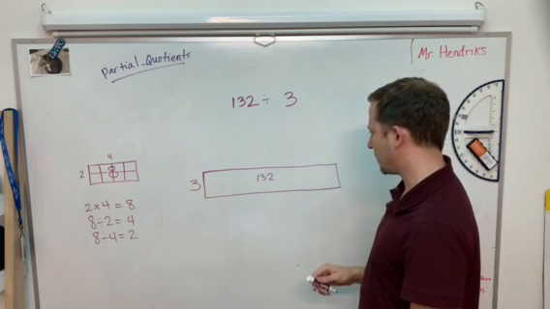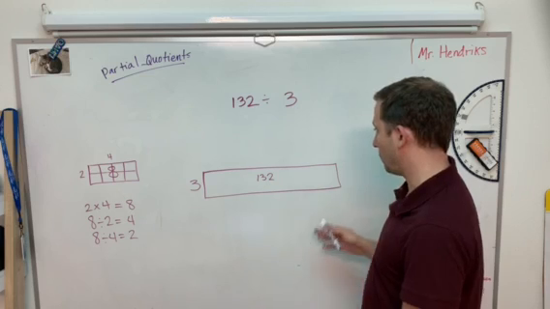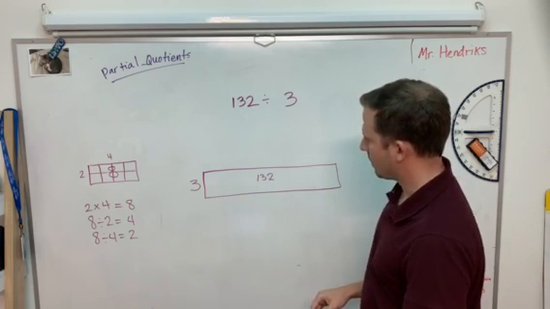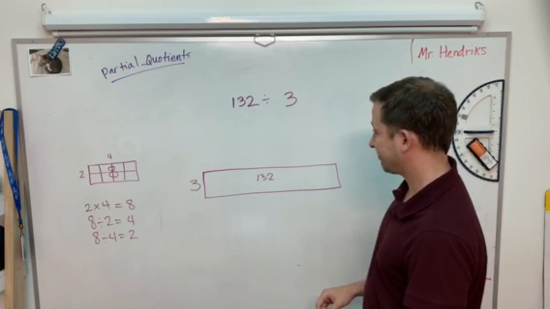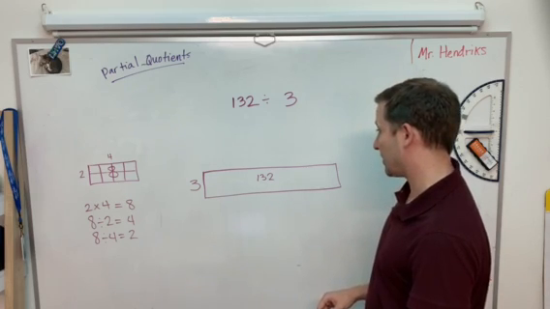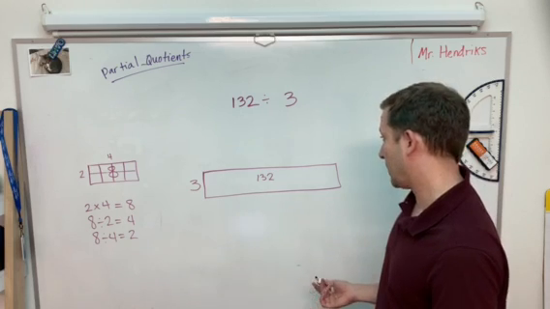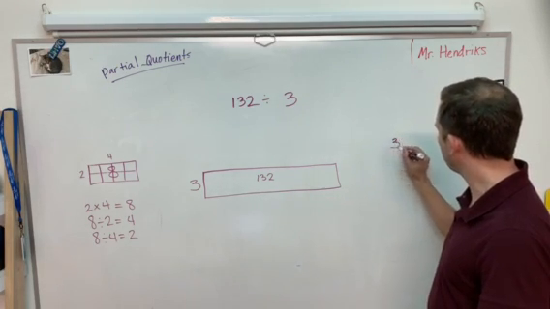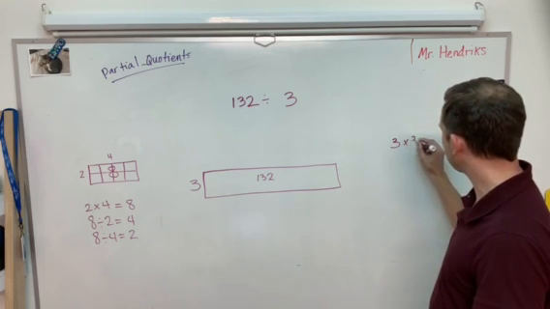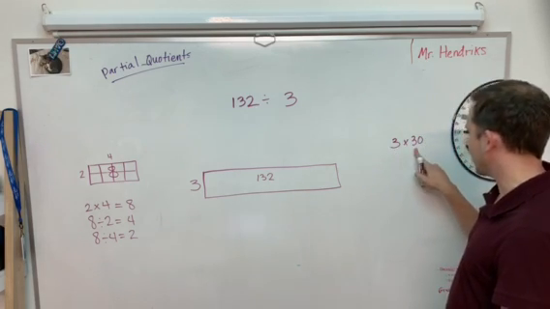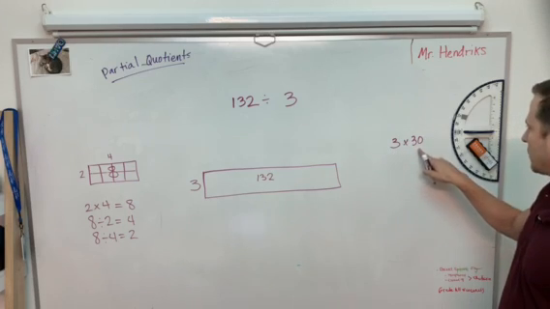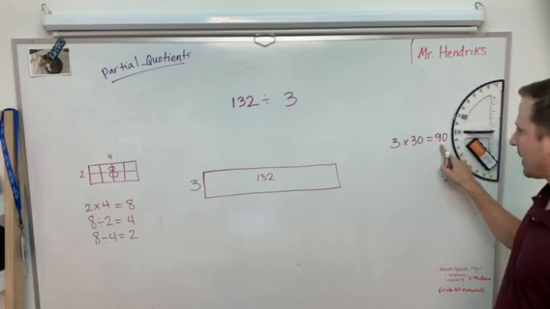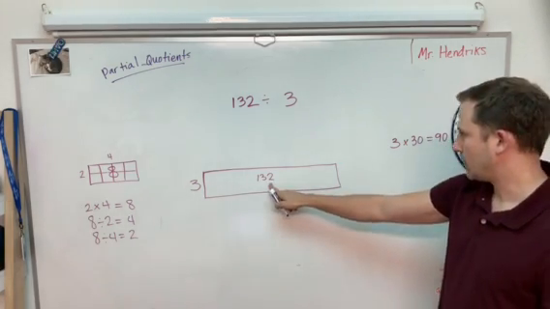So the first thing we need to do is figure out a chunk of this bar that we're going to take out. So we could do, 132 is kind of big, so maybe we could do 3 times 30. Let's try 3 times 30 to start. So 3 times 30. Well, 3 times 3 is 9, so 3 times 30 would be 90. Okay, that's not bad. 90 is not so far from 132.